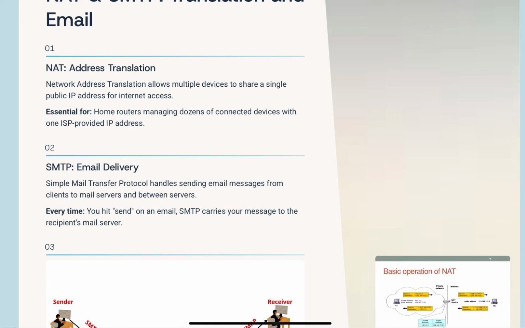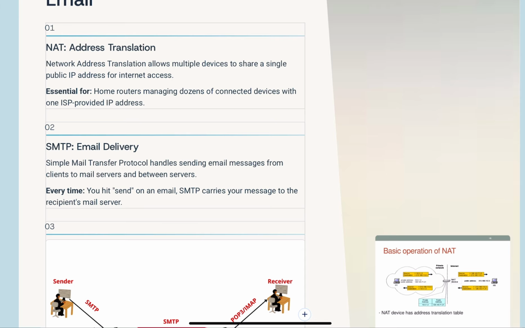And what happens here, maybe in your home or your apartment, you are using the same router just to manage dozens of connections with the ISP provider. Then you can use the NAT to translate the addresses.